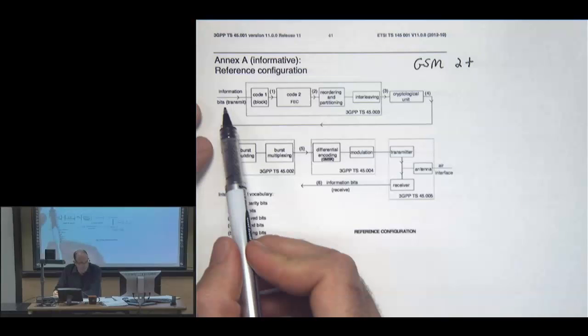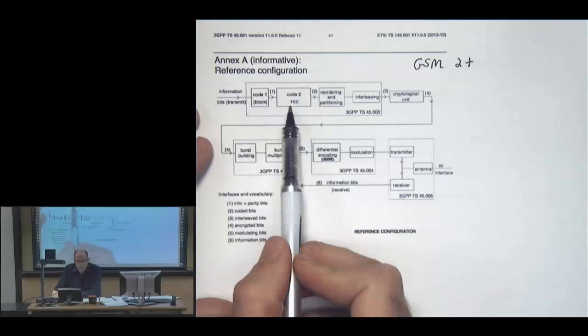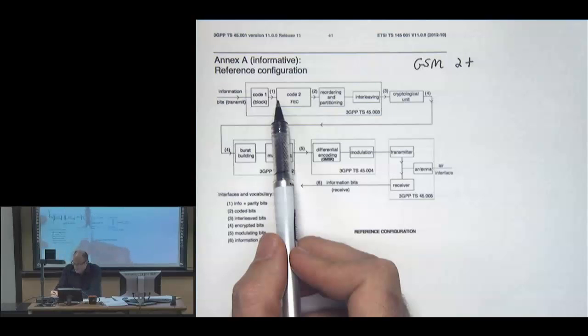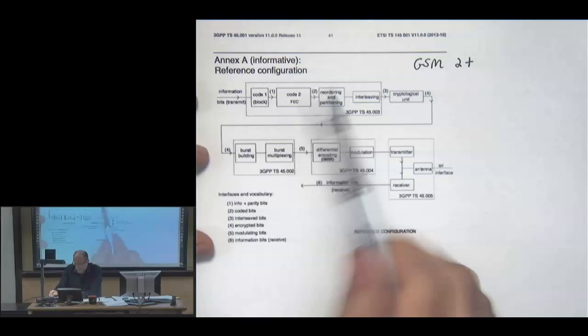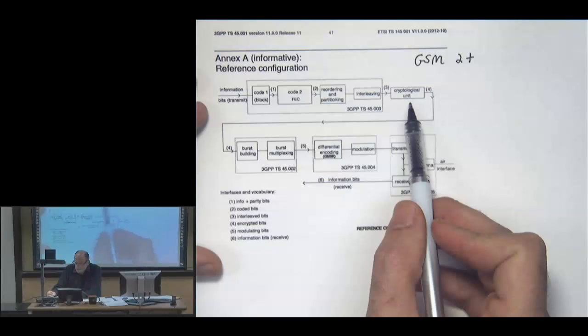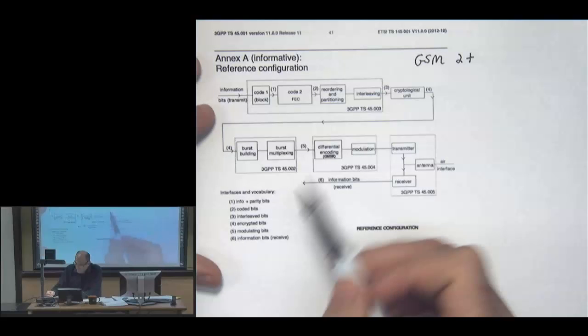So there are information bits here. This is the source. You see this right here, code 1 and code 2? These are two different kinds of error control coding. Each of them has a different purpose. So when I'm drawing coding, it doesn't necessarily mean one kind of code. It could be several, because different codes can correct different kinds of errors. There's reordering and partitioning, and interleaving, that's just putting bits in different places. Now look what's here. Cryptological unit, that is the security piece. Here it appears after the coding. There's no problem with that. It just happens to appear over here.